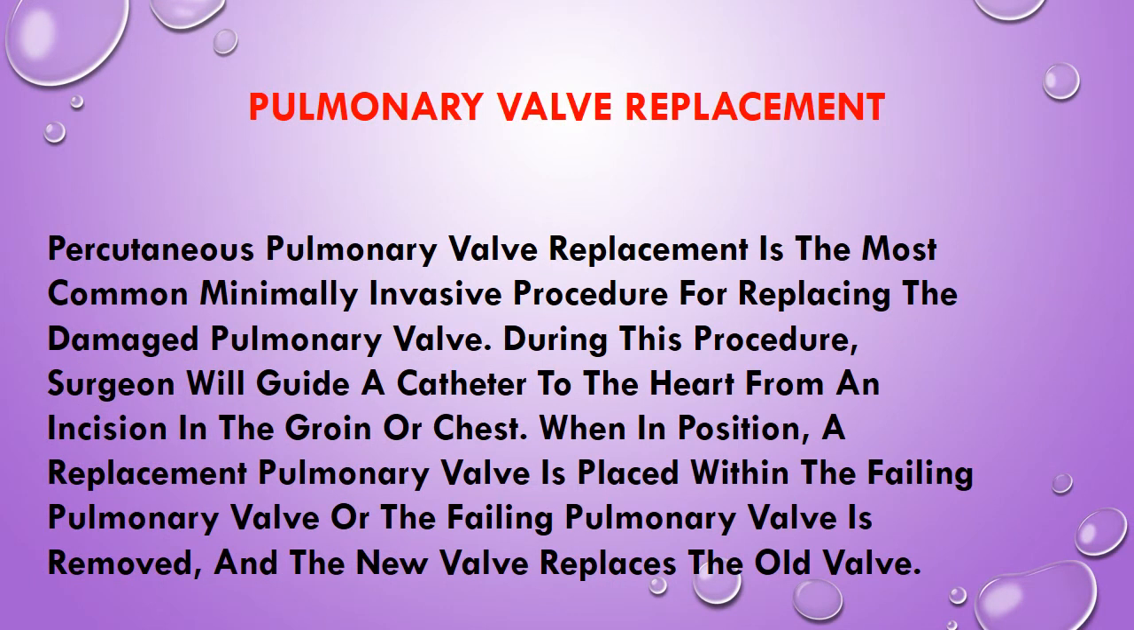And pulmonary valve replacement is the most common minimally invasive procedure. That is the replacement of the valve, and it will also be guided as a catheter in the heart from an incision in the groin or chest. We will make the incision after giving anesthesia, and once in position, a replacement pulmonary valve is placed within the failing pulmonary valve, and the stenosed valve will be removed and the new valve placed instead of the stenosed valve.